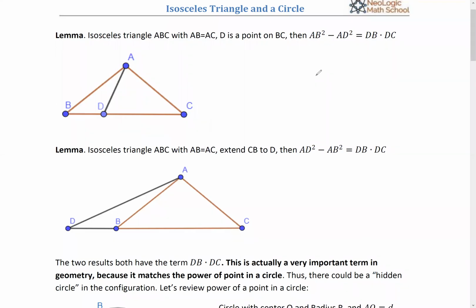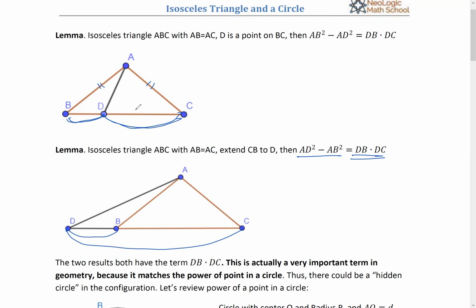All right. Last time we talked about an interesting property in isosceles triangles where AB squared minus AD squared equals DB times DC. And if the point D is on the extension of BC, then you would have AD squared minus AB squared equal DB times DC. Now these terms, DB times DC, are one segment times another segment, both coming out of the same point, or here, one segment times the other one on the opposite side.